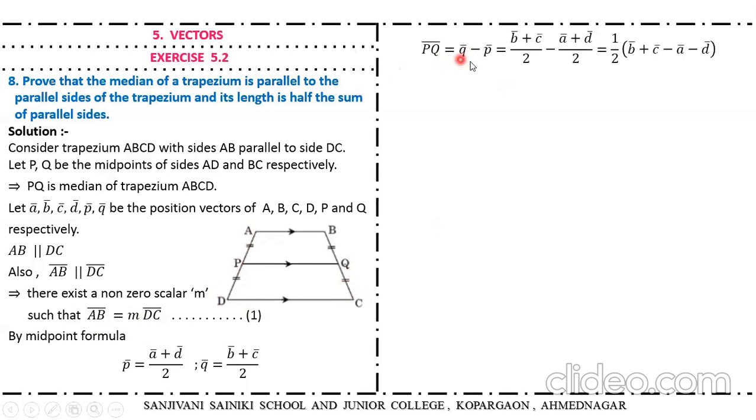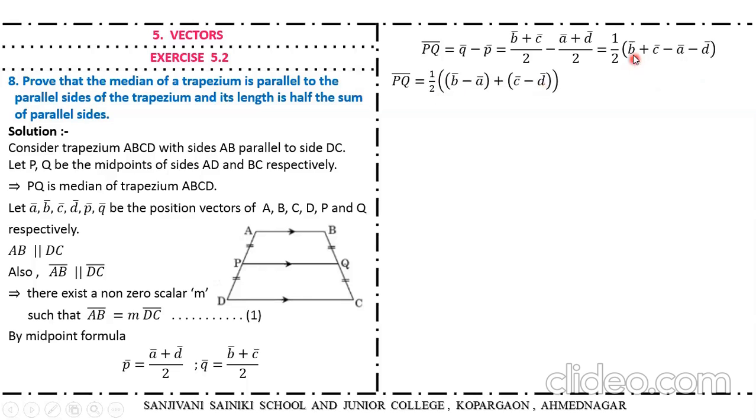So PQ bar is equal to Q bar minus P bar, position vector of the second point minus position vector of the first point. Using this, we get 1/2 times B bar plus C bar minus A bar minus D bar. That means PQ bar is equal to 1 upon 2 times B bar minus A bar in one bracket plus C bar minus D bar in another bracket.